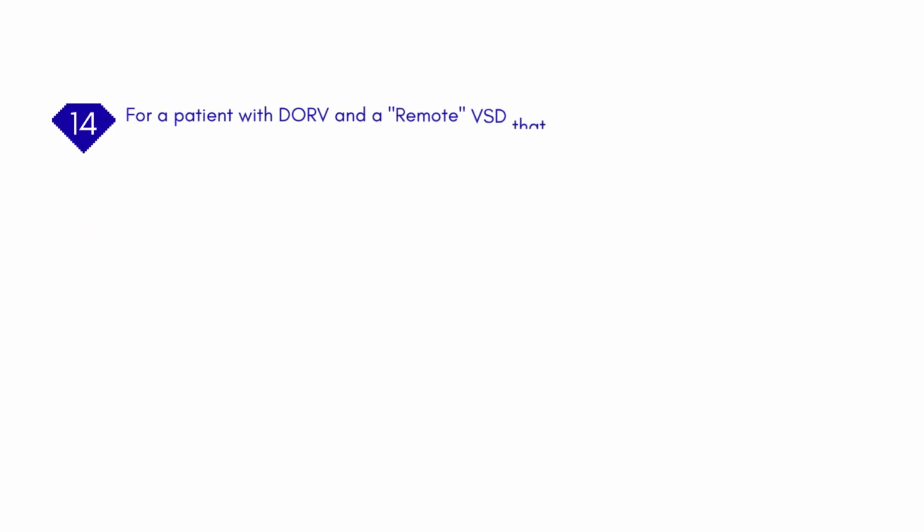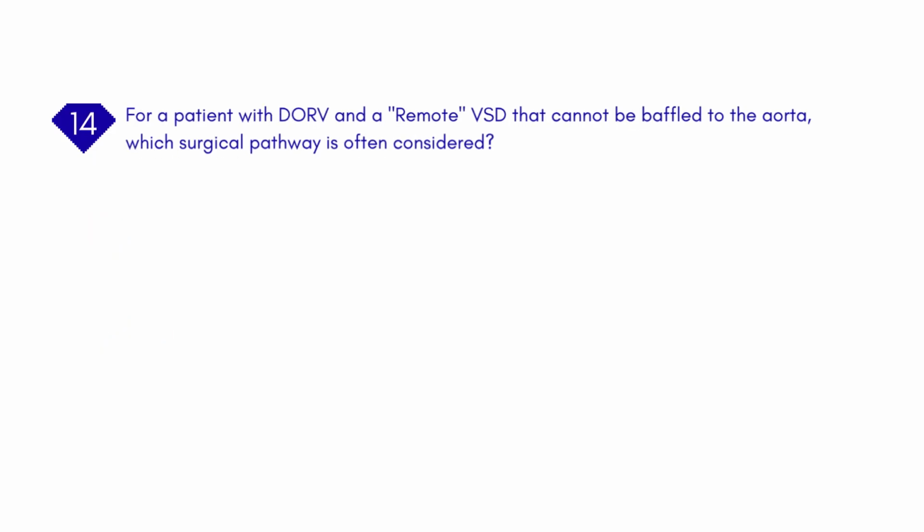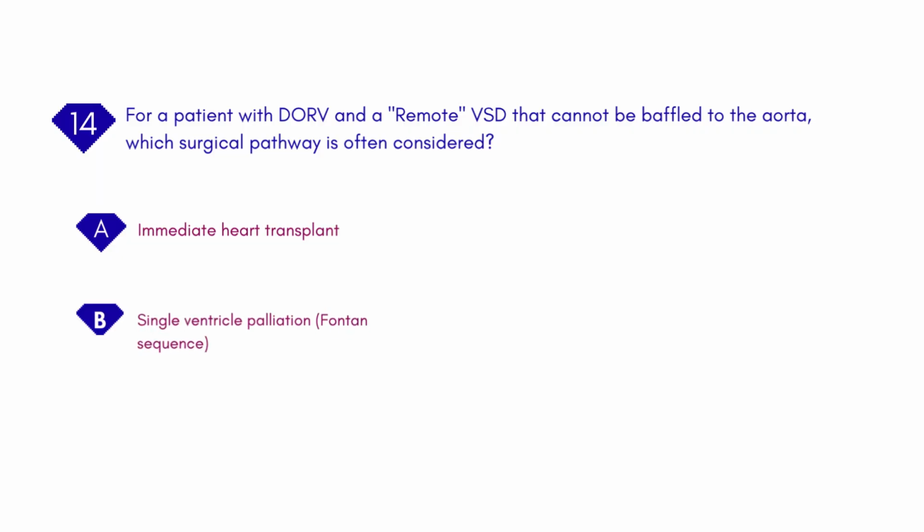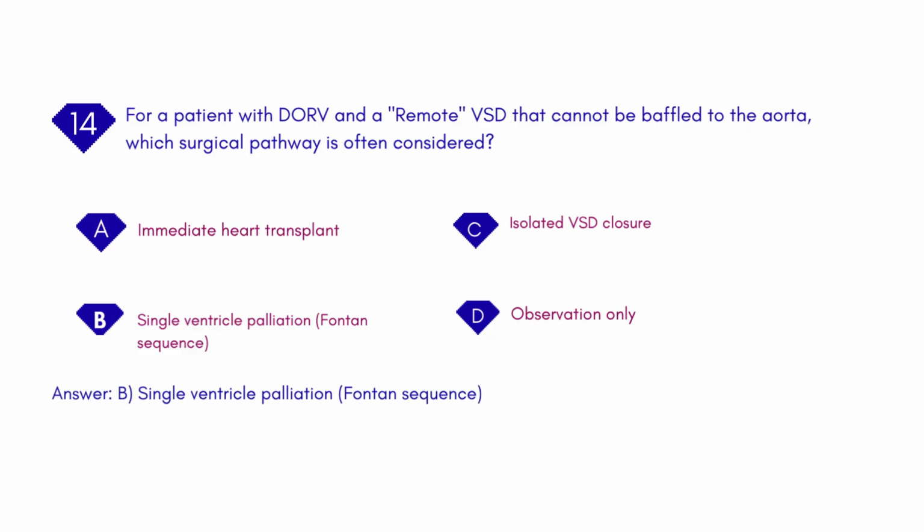For a patient with DORV and a remote VSD that cannot be baffled to the aorta, which surgical pathway is often considered? A. Immediate heart transplant. B. Single ventricle palliation, Fontan sequence. C. Isolated VSD closure. D. Observation only. Answer: B. Single ventricle palliation, Fontan sequence.